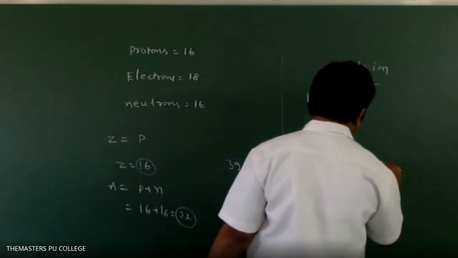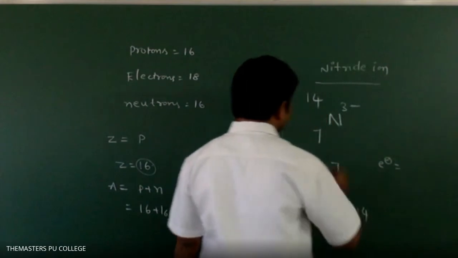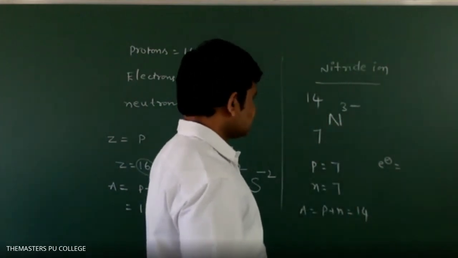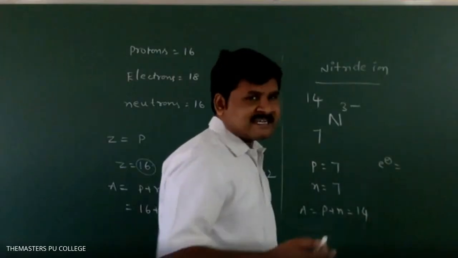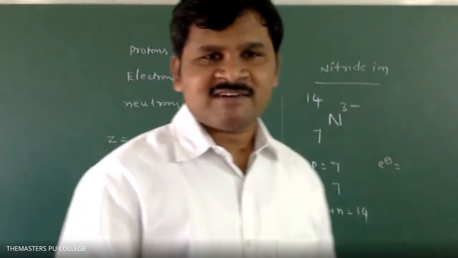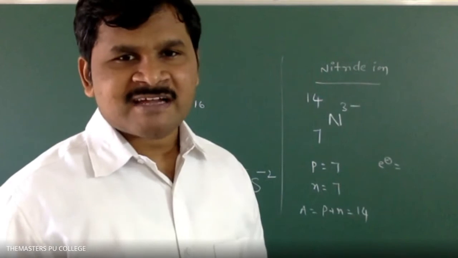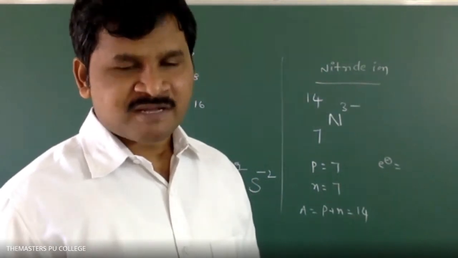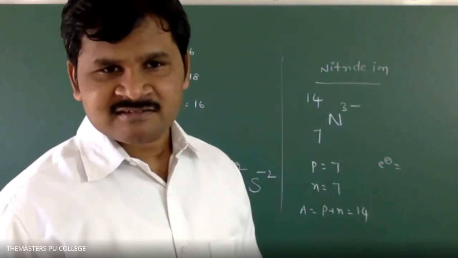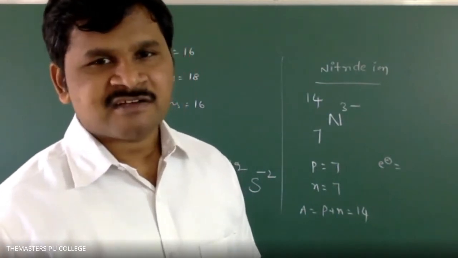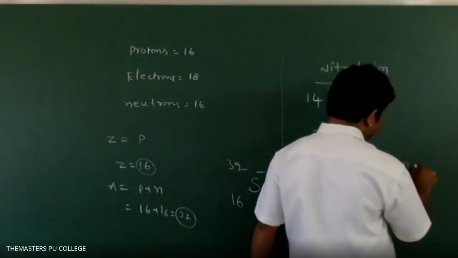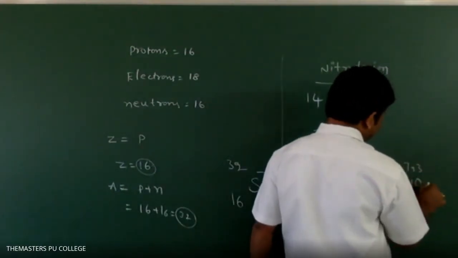Here, how many electrons we have? 7 plus 3, 10. Here this is a negative charge. For negative charge, I gave one simple formula. For ions, number of electrons in anions is equal to atomic number plus number of electrons gained. You didn't read that one, please read once. So 7 plus 3 is equal to 10 electrons.